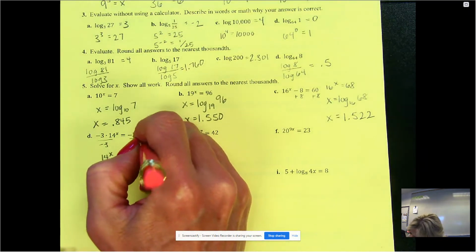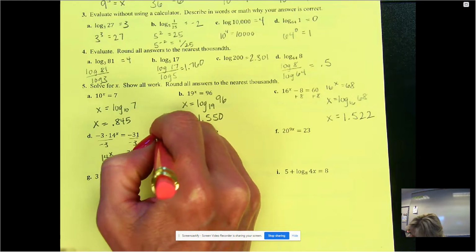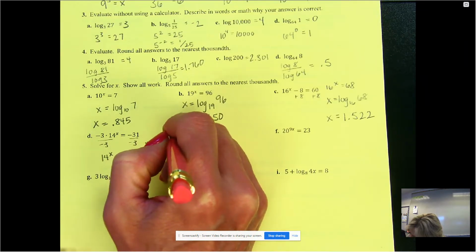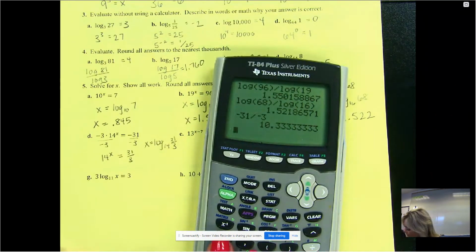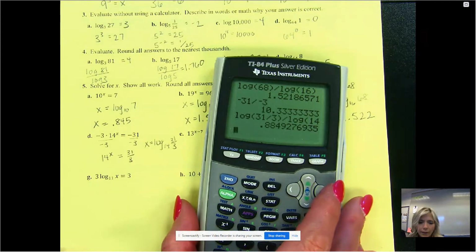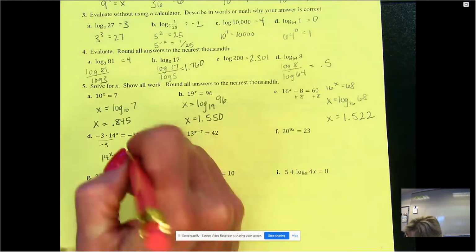And so that means x is equal to the log base 14 of 31/3. And so the log of 31/3 divided by the log of 14. Okay, 0.885 if you round.